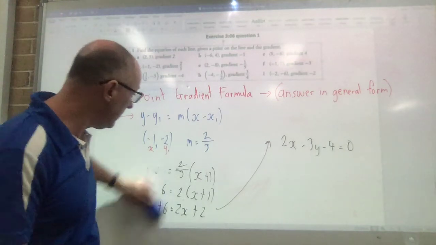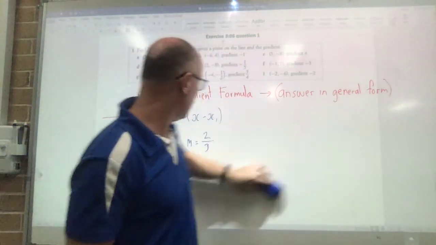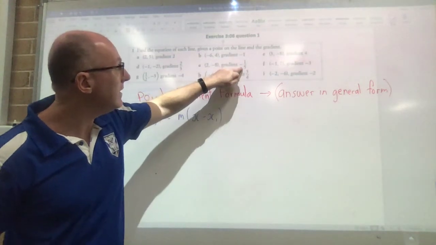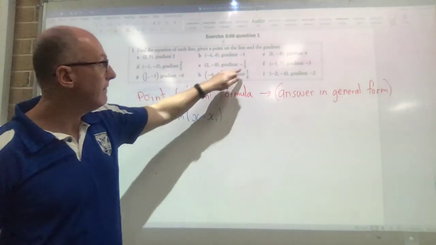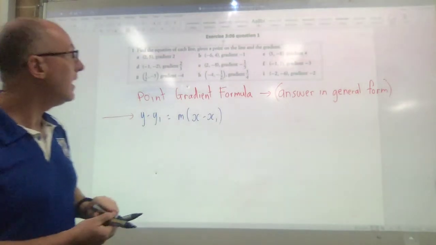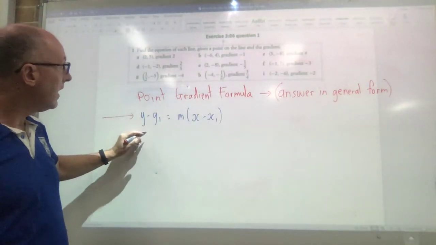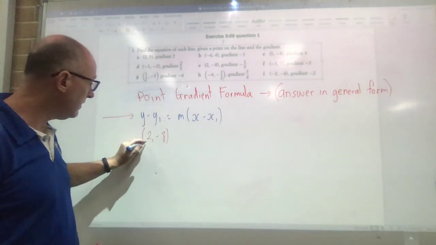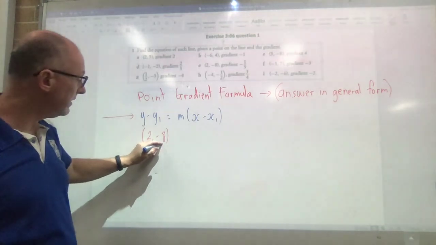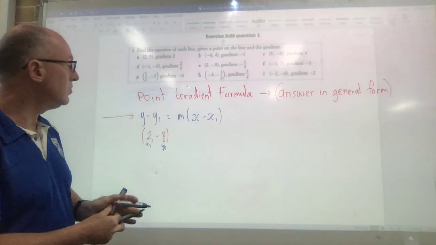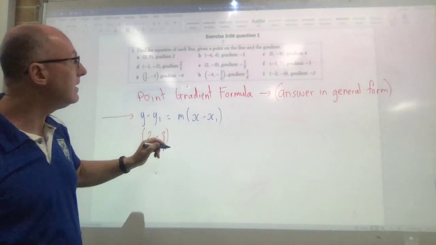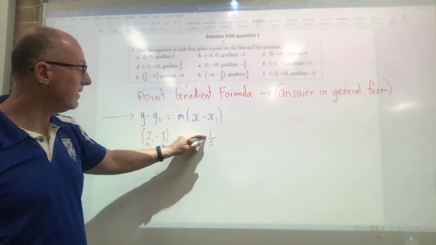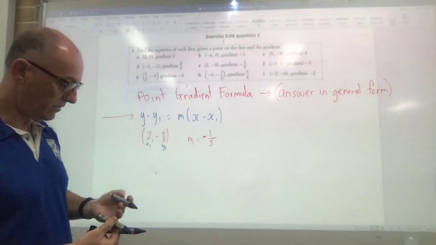How about I do question E? Okay, so I'll rub that out. Question E. In question E, you can see once again the gradient is a fraction, so we'll have to get rid of that 5 when we do the question. So let's have a go. In question E, you've got the coordinate of 2, minus 8. Remember, 2 is the x1, and the minus 8 is the y1, is equal to, and the gradient is minus 1/5. So we've got a minus in here as well. That's not too hard to work with.